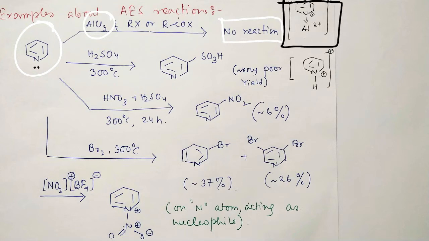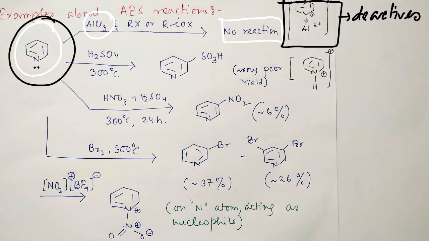In this case, this adduct formation deactivates. Why? Because some electron density is further withdrawn from nitrogen to aluminium. So electron availability on this aromatic nucleus further reduces, and what we are doing actually is aromatic electrophilic substitution. So if the electron density reduces, how will it act as a nucleophile? Okay, that's why the reaction doesn't happen.